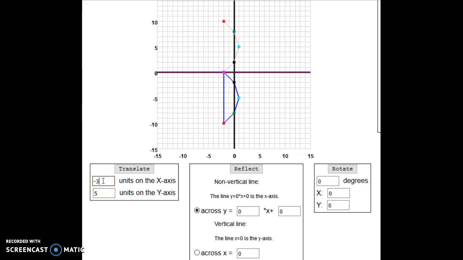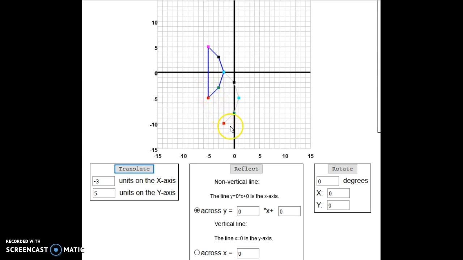All right, so first let's talk about translations. If you are moving right or left or up or down, that's going to be a translation. A translation is just a fancy math word for sliding or shifting. So let's see what happens if we move a figure 3 units left and 5 units up.